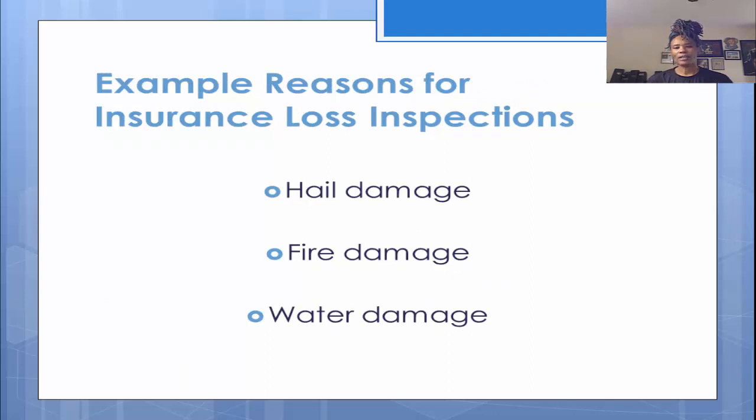Now, some of the reasons for these kinds of inspections are hail damage, fire damage, water damage. These kinds of things will cause a homeowner to file an insurance claim. I've been to several properties where they had hail damage to the roof. Maybe they had a fire to their home. Maybe a hot water tank burst and they had damage to the carpets and things like that.